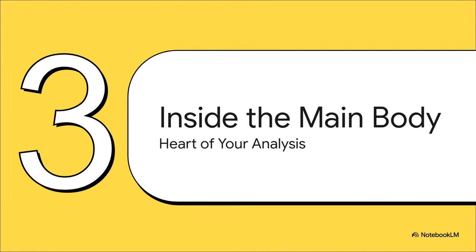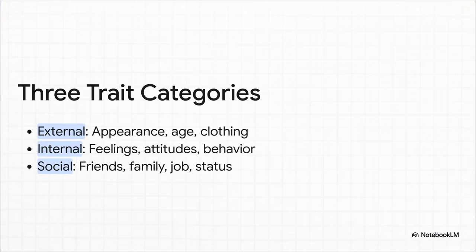Okay, let's get to the main event, the main body. This is the real heart of your analysis. This is where all that detective work we talked about really pays off. You're going to be investigating three key areas. First, their external traits: appearance, age, what they wear. Second, their internal traits. What are their feelings, their thoughts, their attitudes? And third, their social traits. What's their family like? Who are their friends? What's their job? Think of this as your investigation checklist.